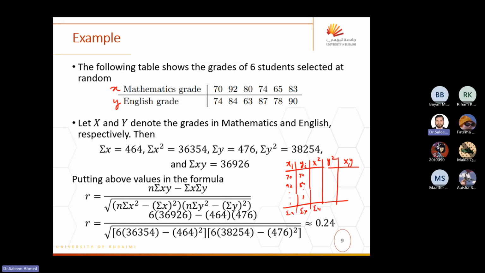Sum of X, sum of Y, sum of X square, sum of Y square, sum of X, Y. So if you calculate, you should get these values: sum of X, X square, Y square, and X, Y. You can check that. You can verify these values. Very easy to verify. Okay, so putting the above values in the formula, this is the correlation formula.